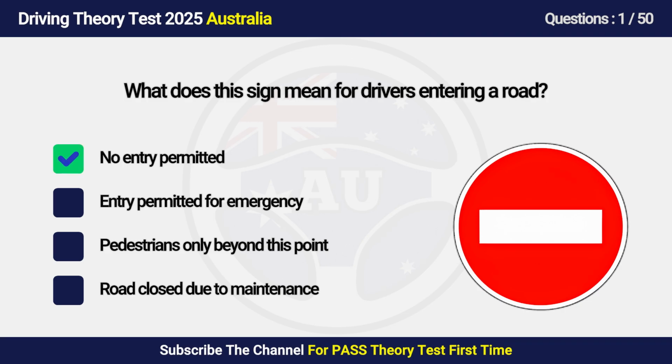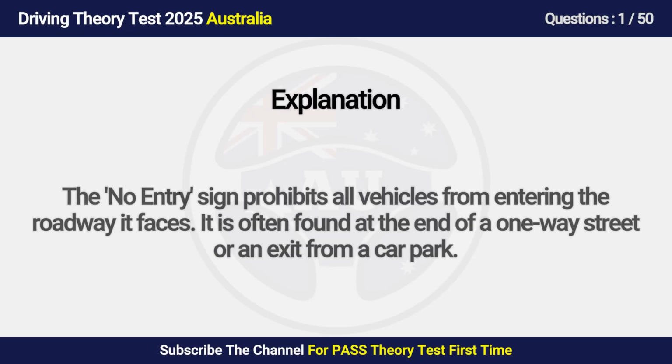Answer is A. No entry permitted. The no entry sign prohibits all vehicles from entering the roadway it faces. It is often found at the end of a one-way street or an exit from a car park.